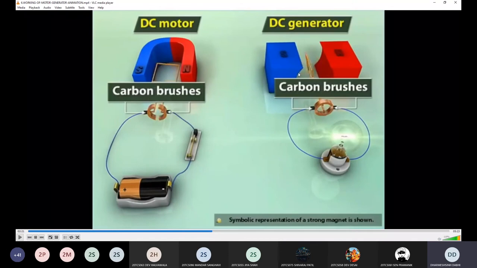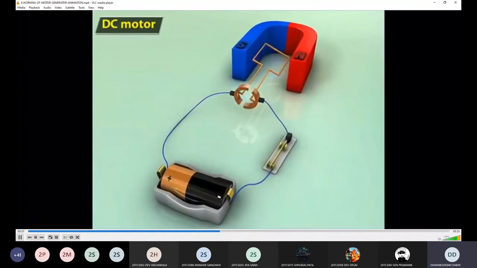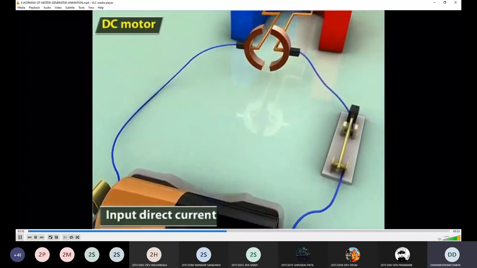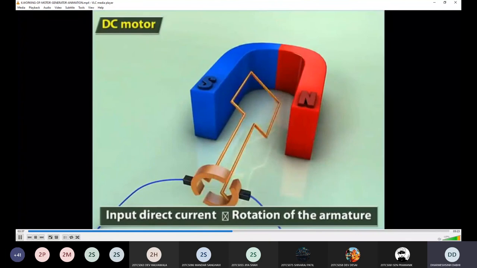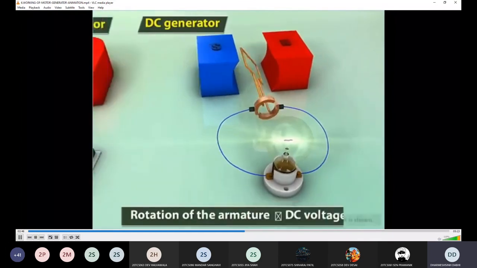And in the DC generator, electricity is generated because of this rotation of your coil by the prime mover. So here input energy is what? Mechanical energy. That mechanical energy is converted into electrical energy as per the Fleming right hand rule. But in the motor, your input energy is what? Electrical energy, which is converted into mechanical energy because your rotor is rotated by providing this energy to this coil. Once you open this switch, your coil is not rotated, or the rotor will not rotate. Clear? Besides, in the case of a DC motor, an input direct current causes the rotation of the armature, whereas in the case of a DC generator, the rotation of the armature results in a DC voltage across the load.